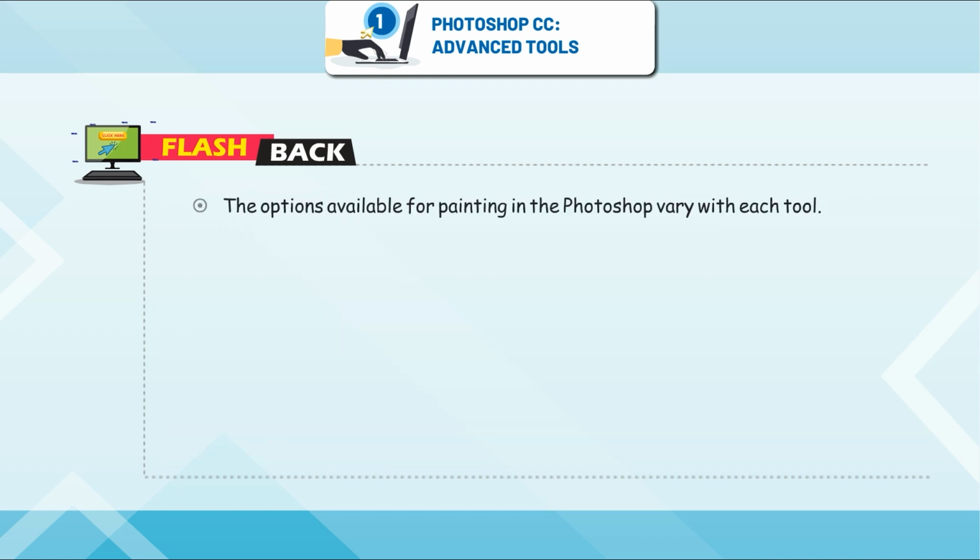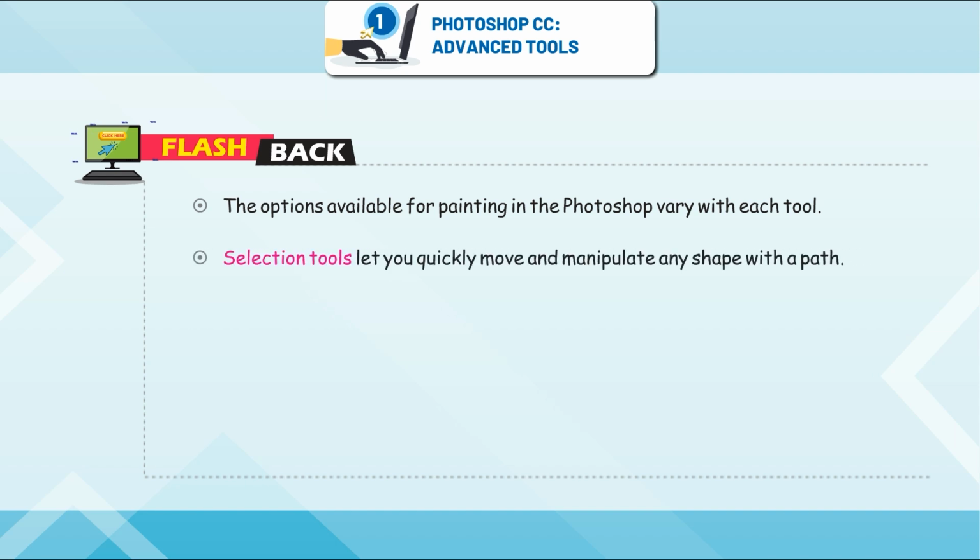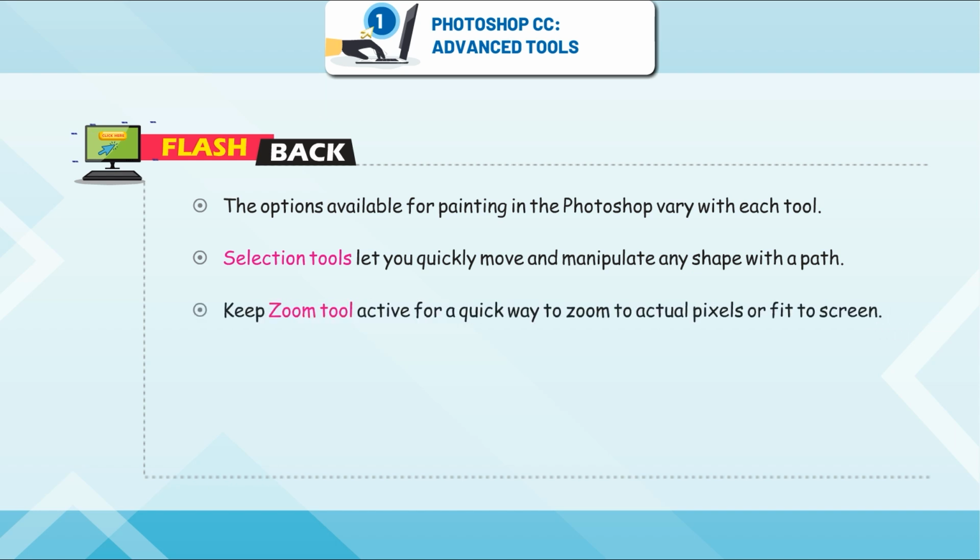The options available for painting in Photoshop vary with each tool. Selection tools let you quickly move and manipulate any shape with a path. Keep the Zoom tool active for a quick way to zoom to actual pixels or fit to screen.